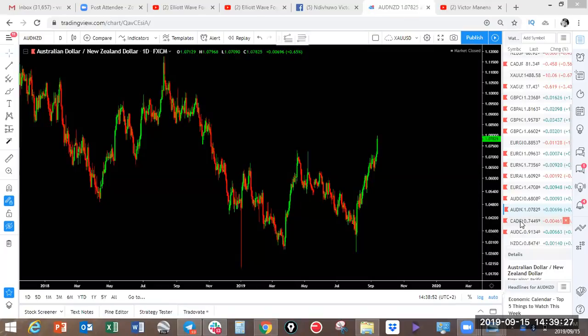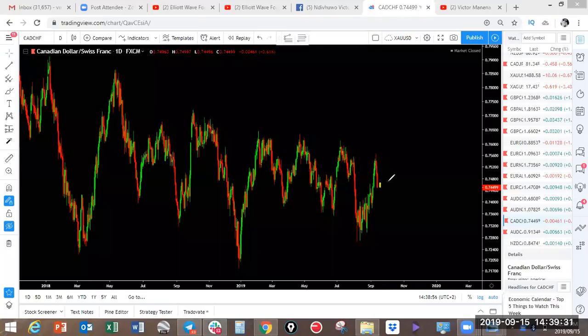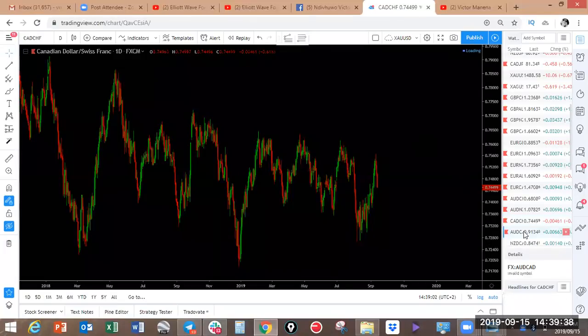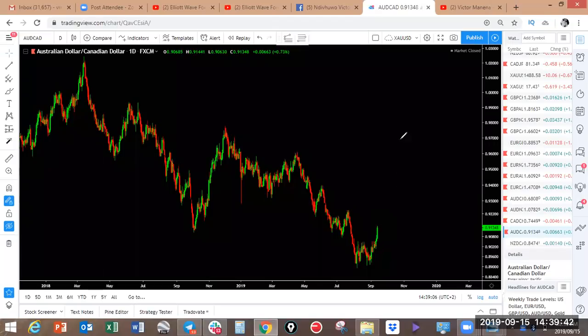Simple as that. CAD should be coming down now. As you've seen, US dollar CAD is coming up. So this one should be coming back down to that level. And AUDJPY, we've already looked at this one. Aussie, we are just simply looking for all of them to push higher.